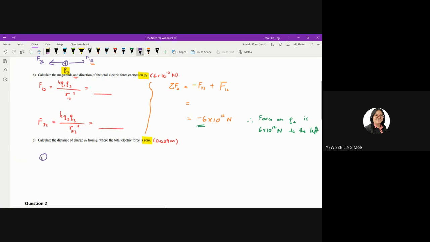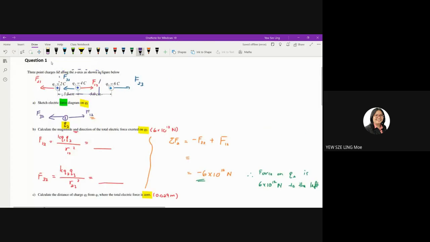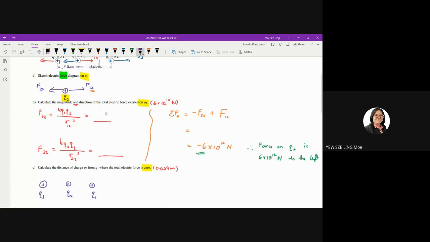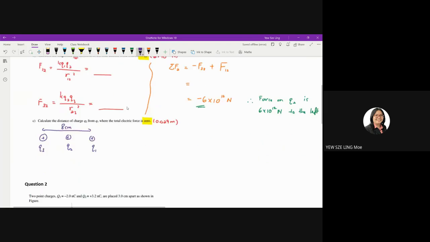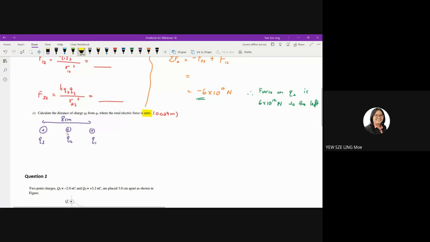We have a charge Q3 right here, and then this is Q2, and then this is Q1. The distance between 1 and 3 is still 8 cm. We didn't change anything between 1 and 3, it is still 8 cm. The one that we change is the position of Q2. Now we move Q2 until the net force acting on it is equal to 0.